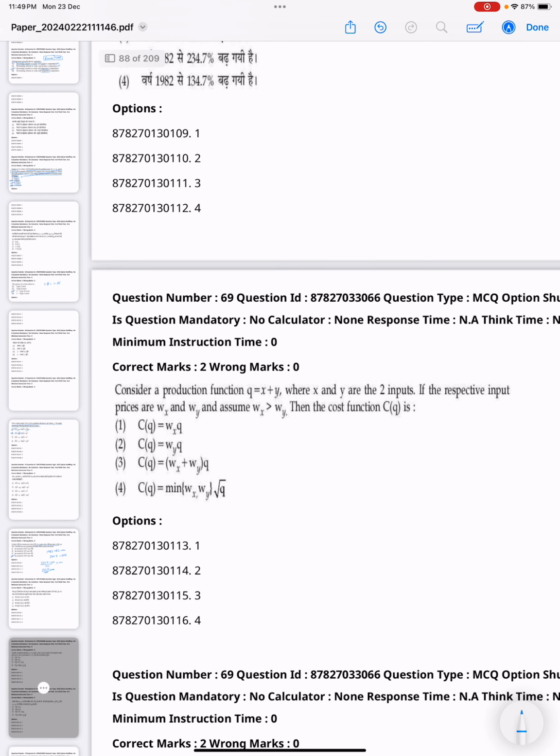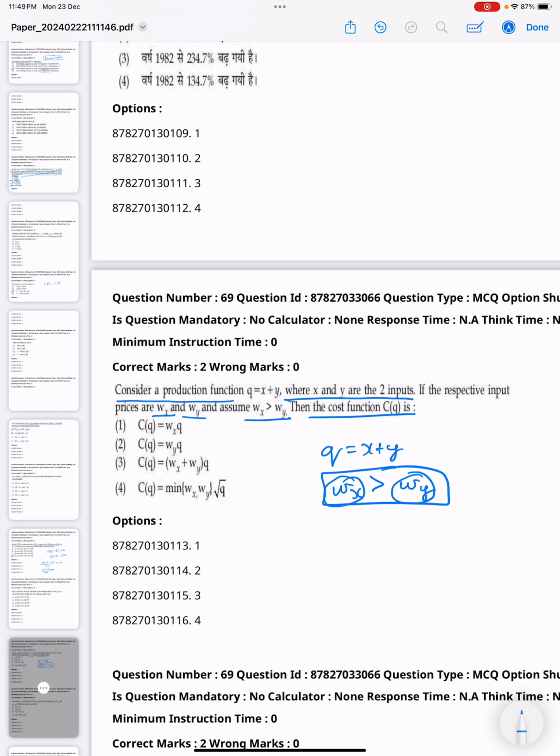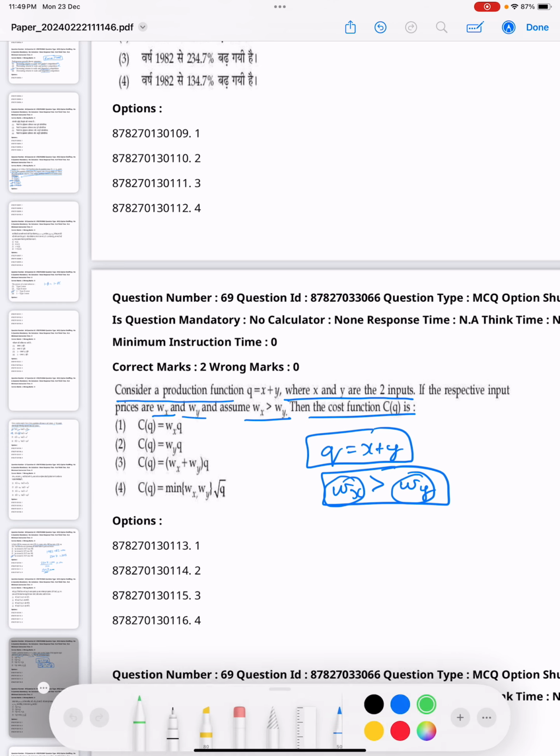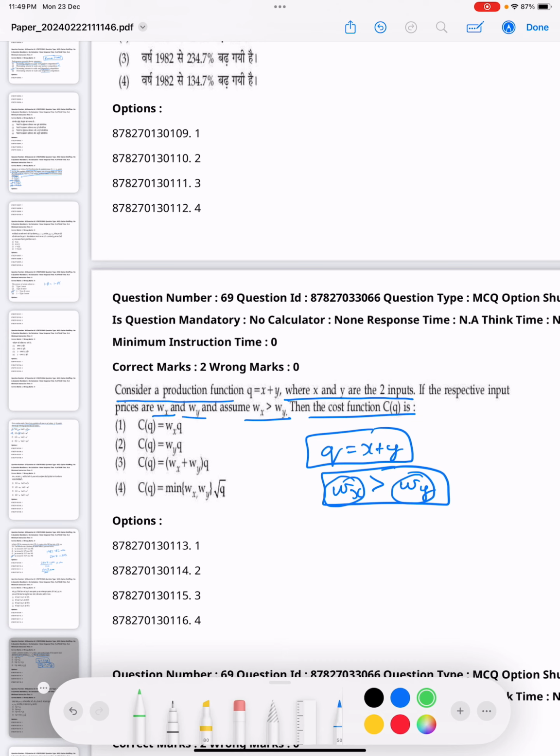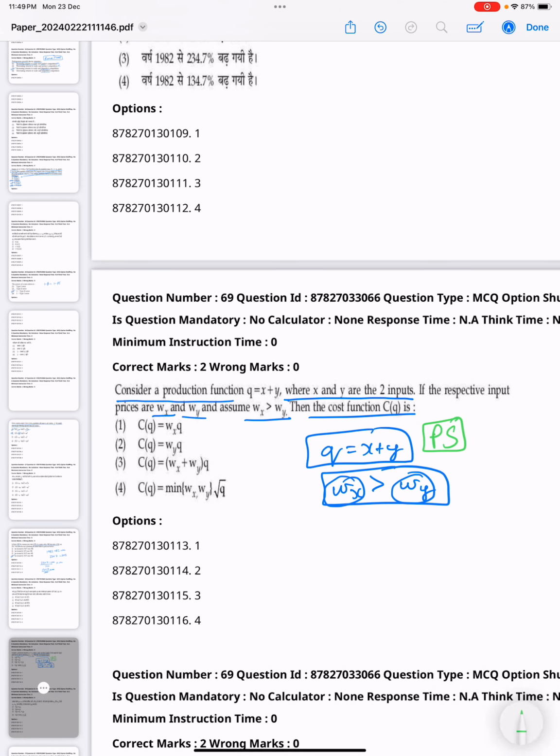Now question 69. Consider the production function Q equals x plus y, where x and y are two inputs. If the respective input prices are wx and wy, and assume wx is greater than wy, then the cost function is, since both are perfect substitutes and x is costlier than y, the producer would only hire y. It makes sense to hire only y, because both give the same level of production, but the cost of y is less. So it would be wy into q.